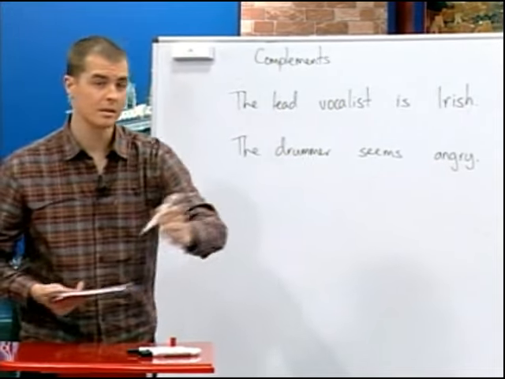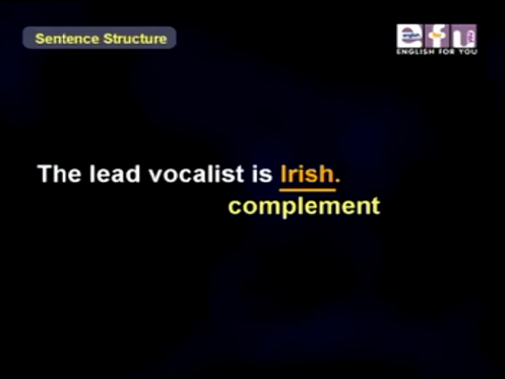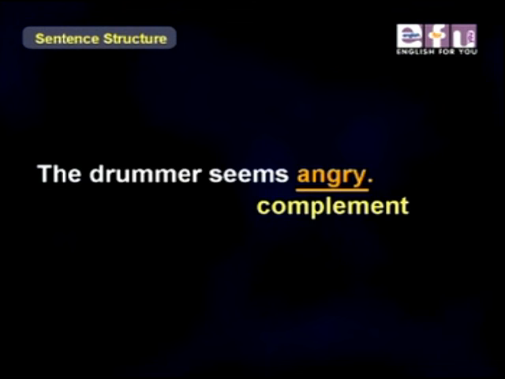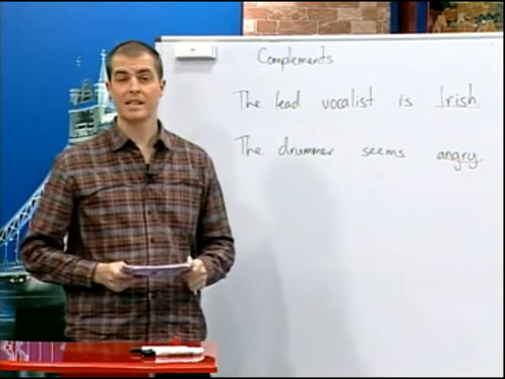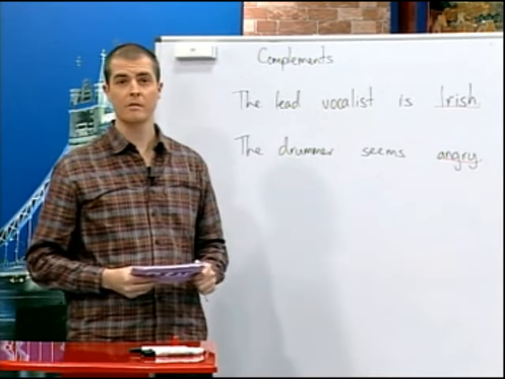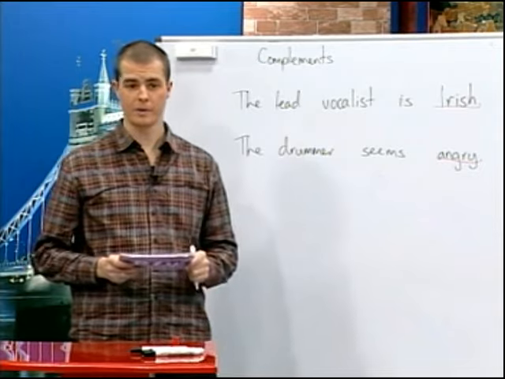In the first sentence, Irish is the complement. It tells us about the lead vocalist. In the second sentence, angry is the complement. It tells us, or it describes, the drummer. You can see that in these sentences, a complement can be an adjective. It can also be a noun. Well, let's practice these now.